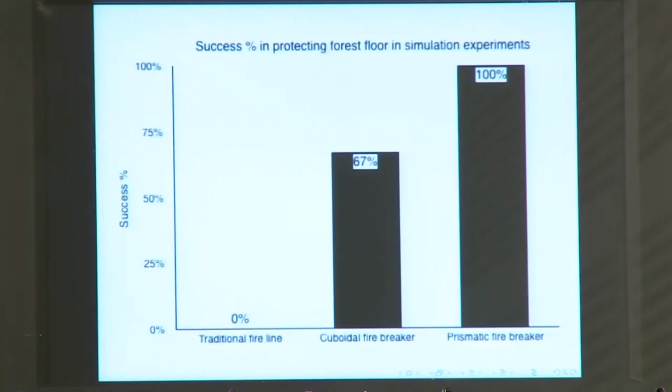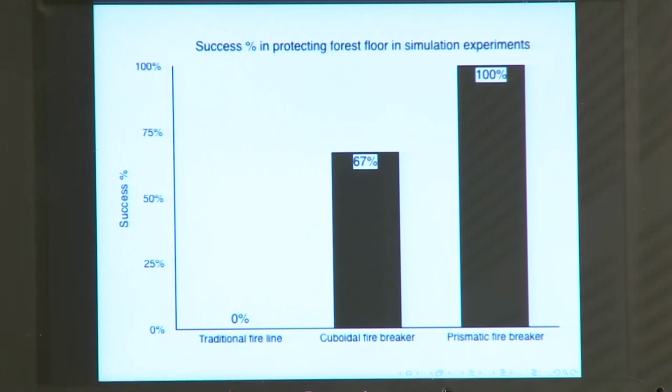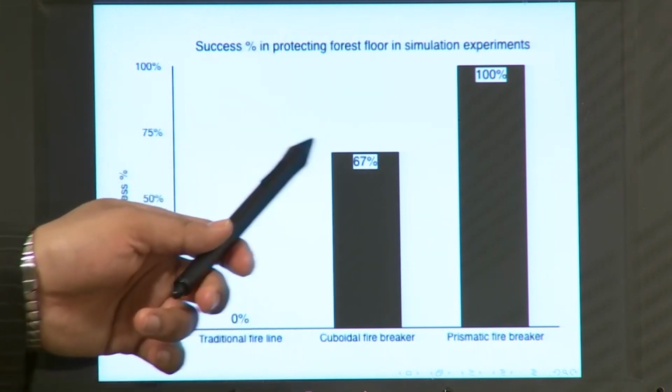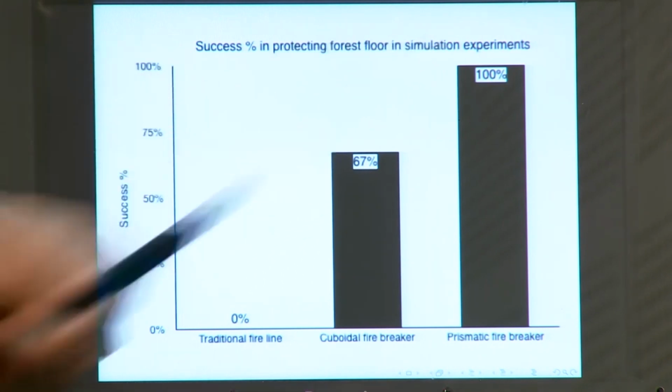So, we looked at the success percentage in protecting the forest floor in the simulation experiments. In the case of a traditional fire line, if you have any infiltration, the whole purpose of the fire line gets defeated and you have 0% protection. But if you go for a cuboidal fire breaker, the simulated forest was protected in 67% of the cases, but in the case of the prismatic fire breaker, it was protected in 100% of the cases.